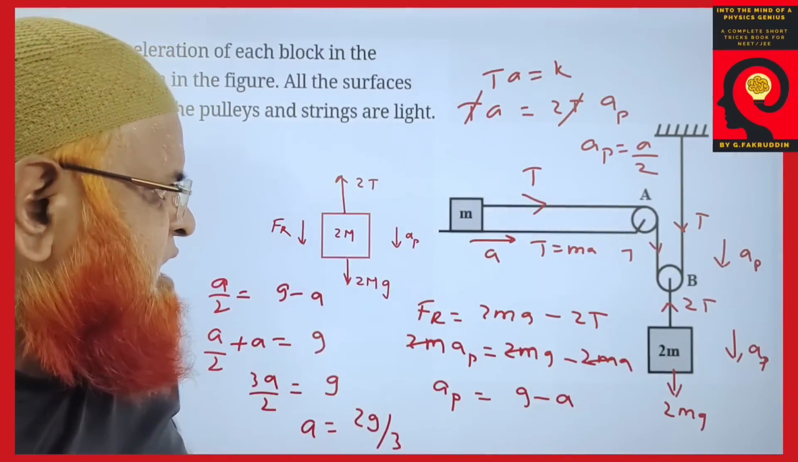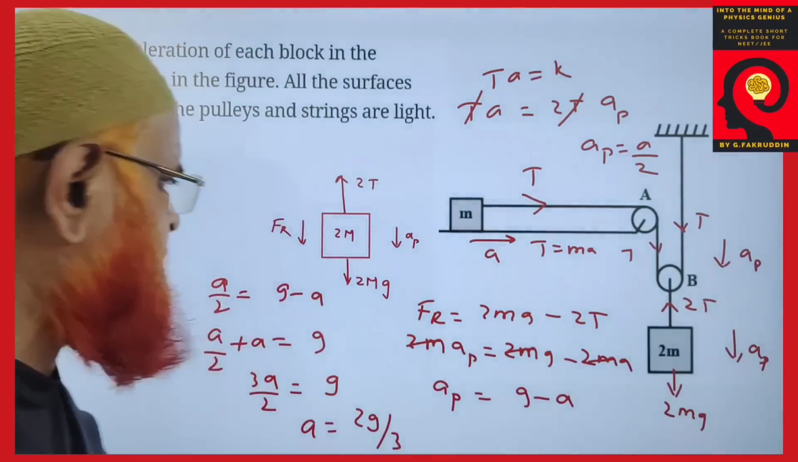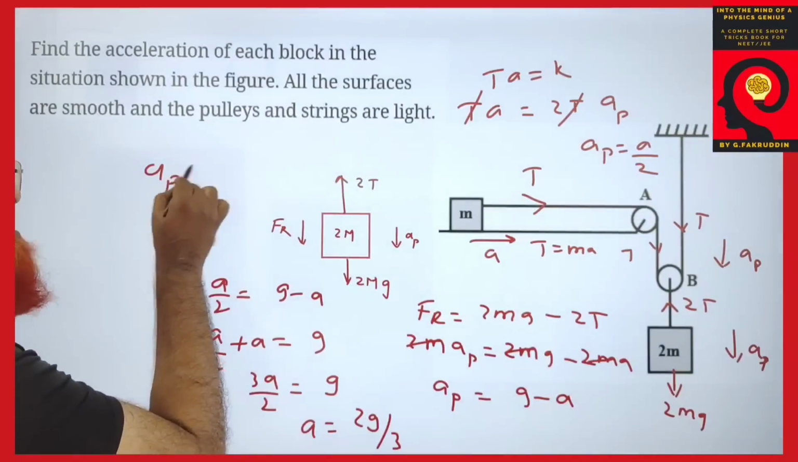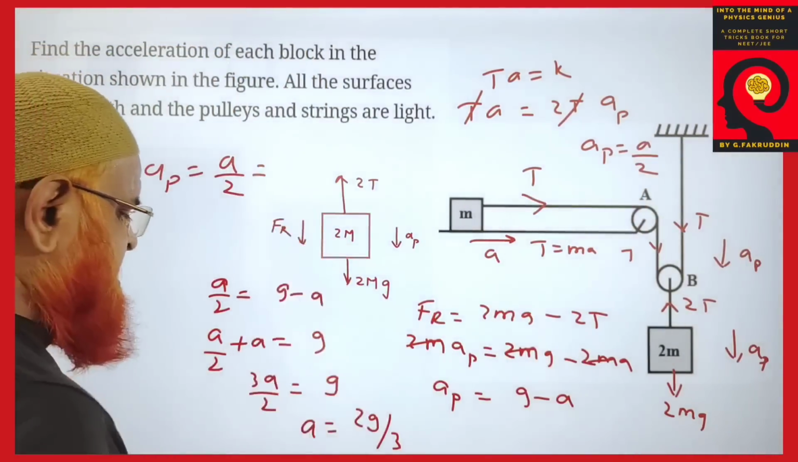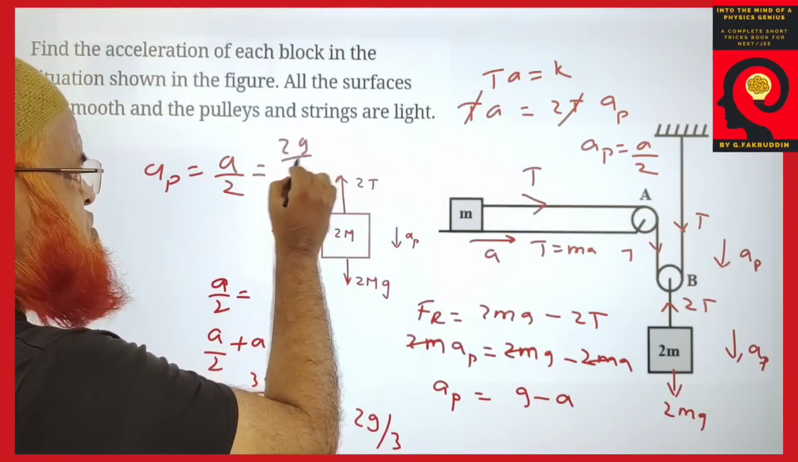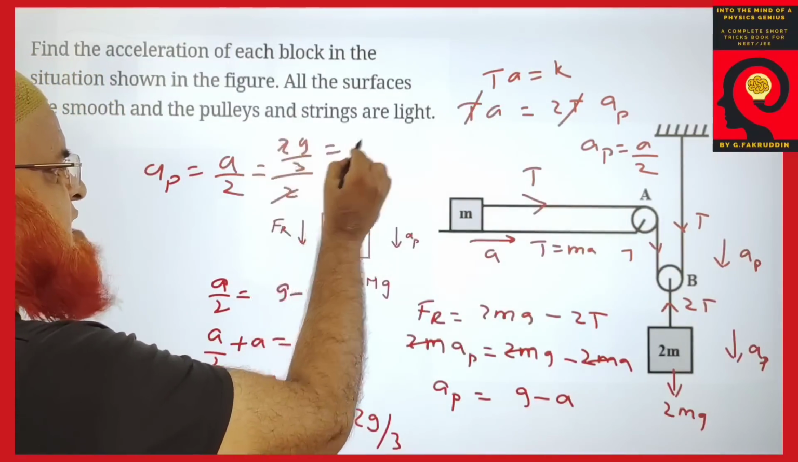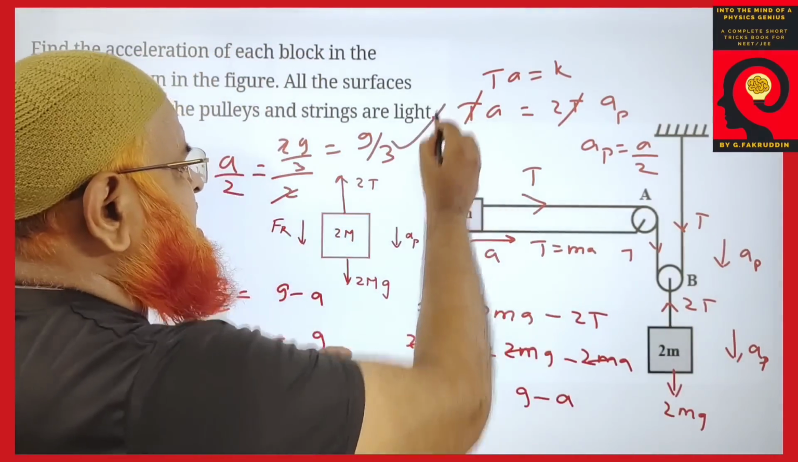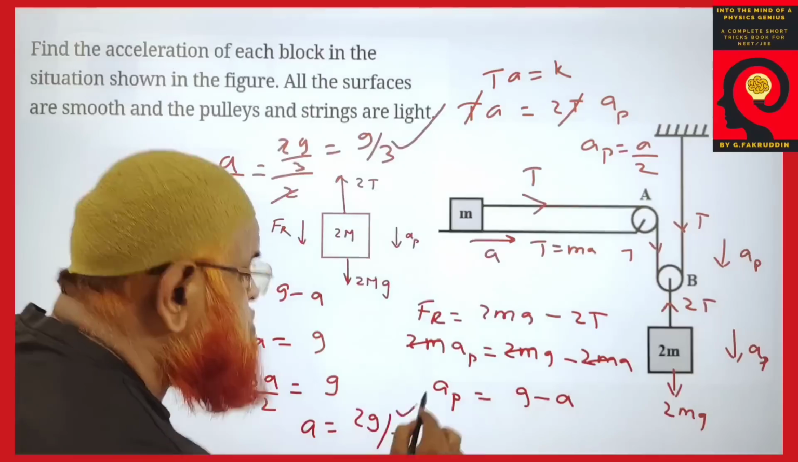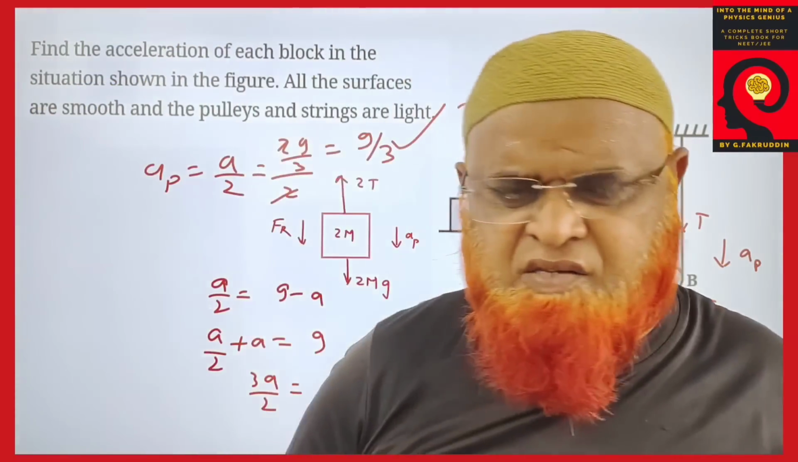So here, if you want to find the acceleration of the pulley, it is nothing but the acceleration of the block divided by 2. The acceleration of the block is 2g by 3, divided by 2, the 2 gets cancelled, so it's just g by 3. So the acceleration of the pulley is g by 3, and the acceleration of the block is 2g by 3. That's it. So simple it is. Thank you very much.